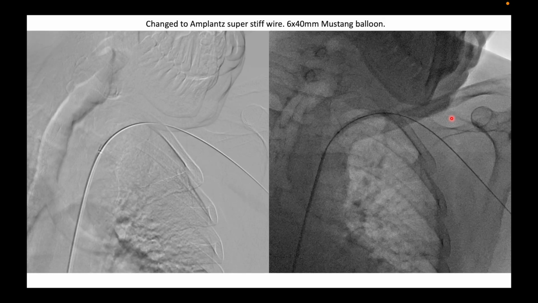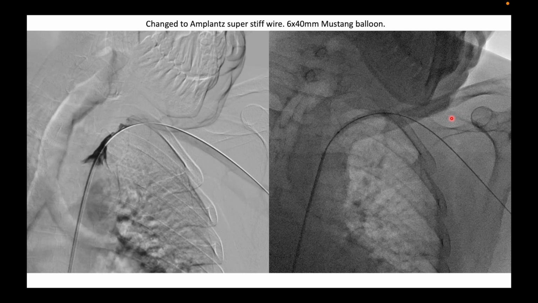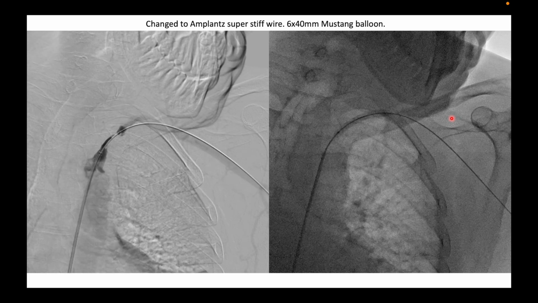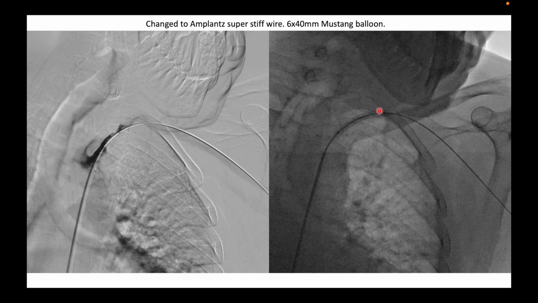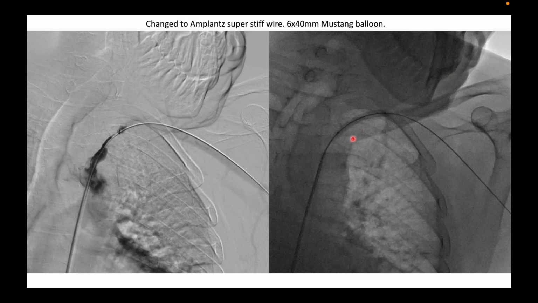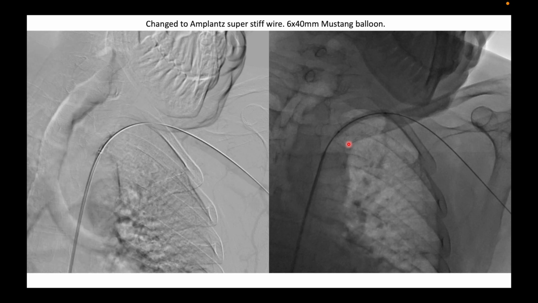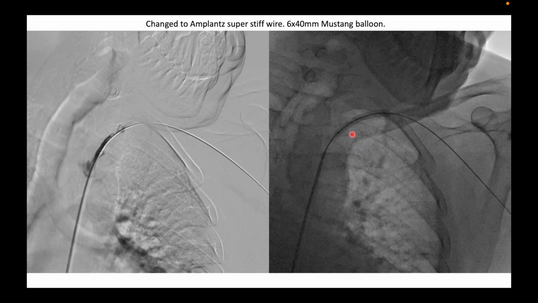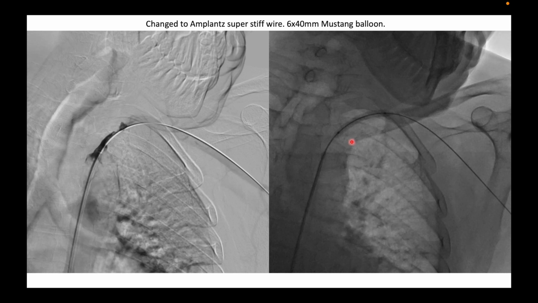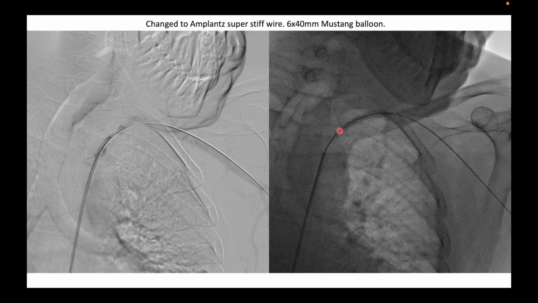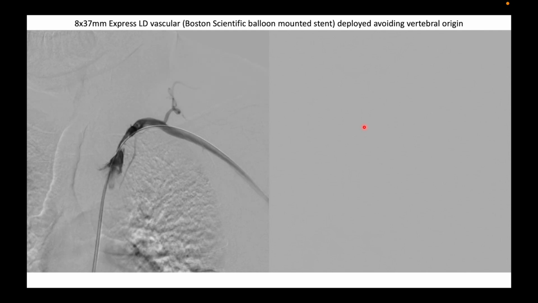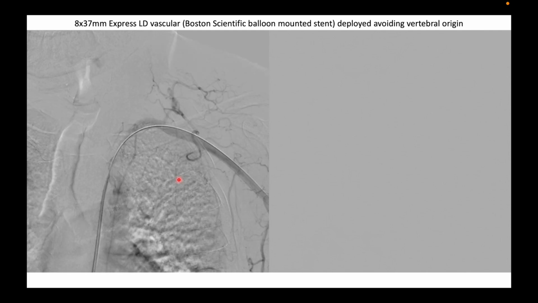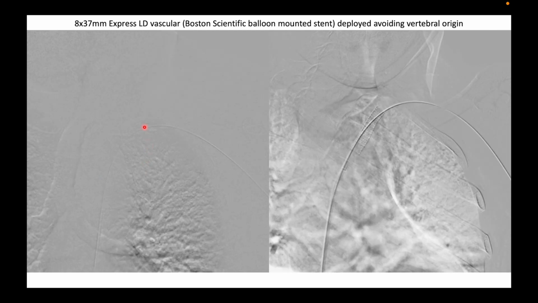The next step, we changed to an Implant super stiff wire through that 4 French catheter to get more support, and on top of that the vertebral catheter was removed, and on this Implant super stiff wire, this is a 6 by 40 millimeter Mustang balloon from Boston Scientific that was used for pre-dilatation. And then this is the result after pre-dilatation.